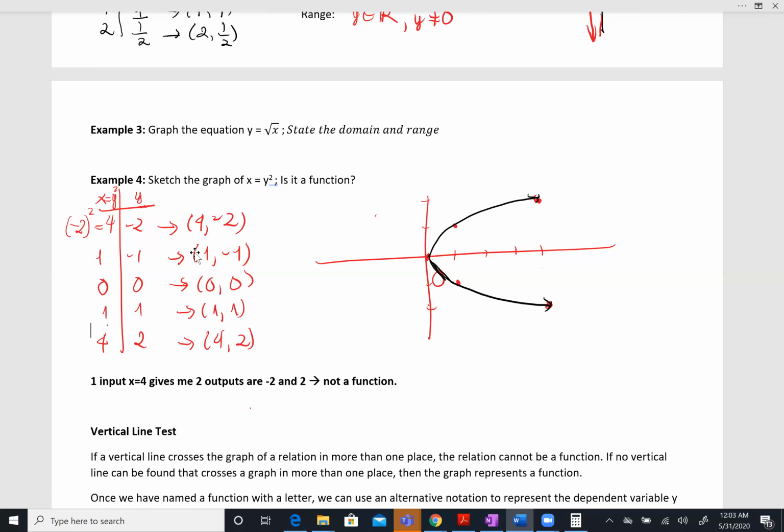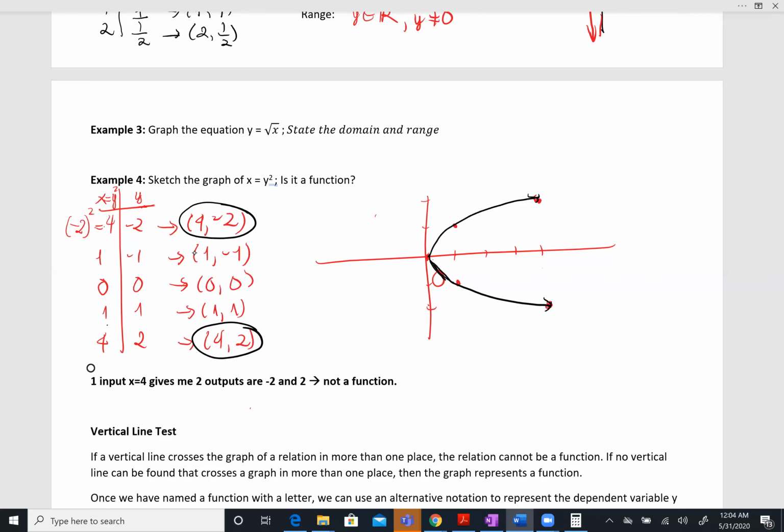In order to answer this question, I'm going to say if you have one input that gives exactly one output, then it is a function. But look at that. At the input equal to 4, you see that input 4 here, but it gives me two outputs, -2 and 2. Okay, so that means what? That means one input gives me two outputs.